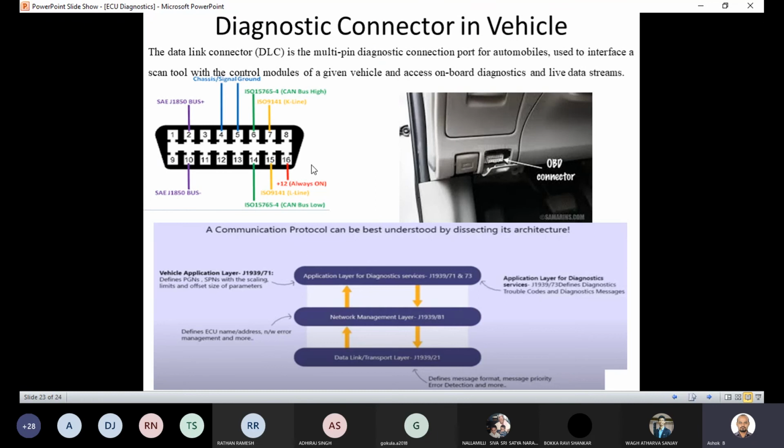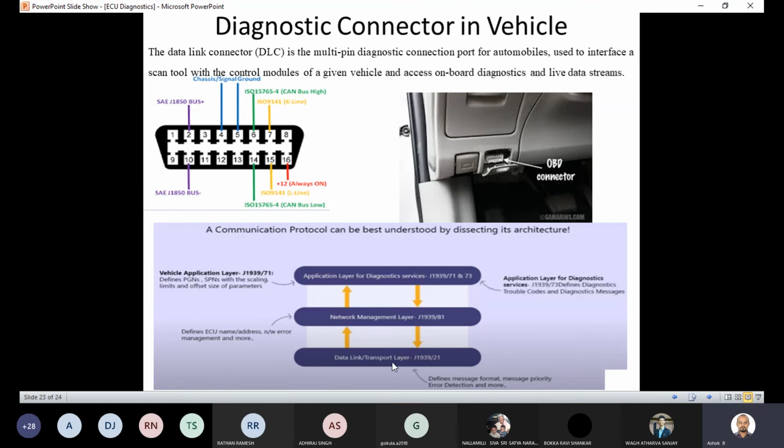So this is a typical diagnostic connector I have told you about. It consists of 16 pins. Each and every pin has been assigned towards respective wires. So this is about the SAE J standard wire and the CAN wires. All these pins will be connected towards the CAN wire of all the ECUs. So the data link connector is usually the multiple pin diagnostic connection port for automobiles, used to interface a scan tool with the control module of a given vehicle and access onboard diagnostics as well as live data streams.